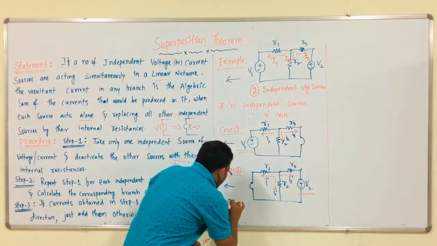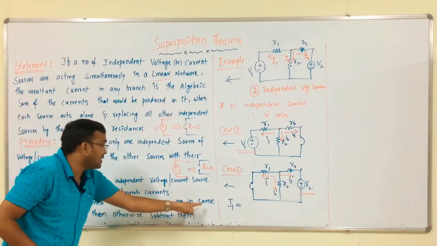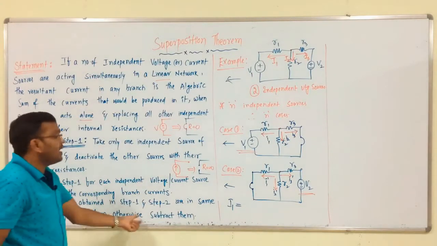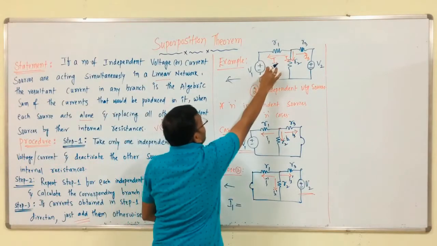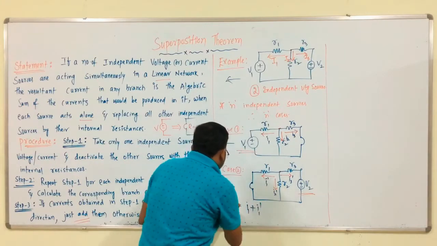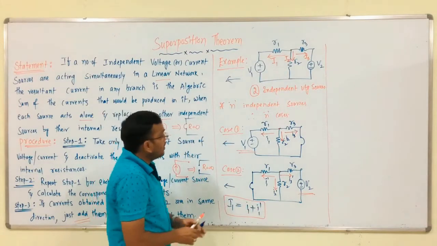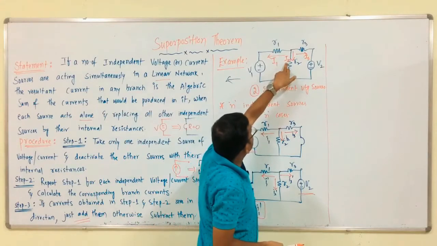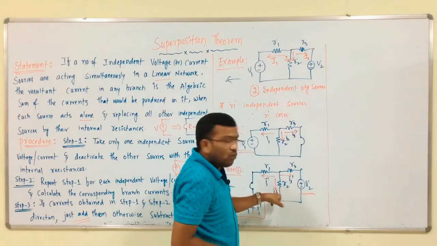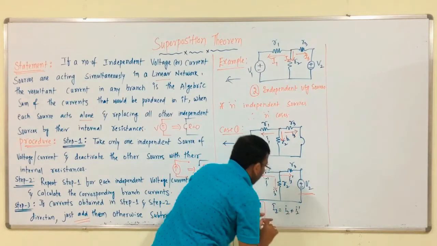That is why this capital I1 is equal to what? If currents obtained in step 1 and step 2 are in the same direction, just add them, otherwise subtract them. So, this total I1 is nothing but I1 plus I1 dash. Okay. Clear? Now, take a look at this current. I2 is what? Away from this node, downward direction. This is also downward direction. This is also downward direction. Like this, I2 is equal to I2 plus I2 dash.